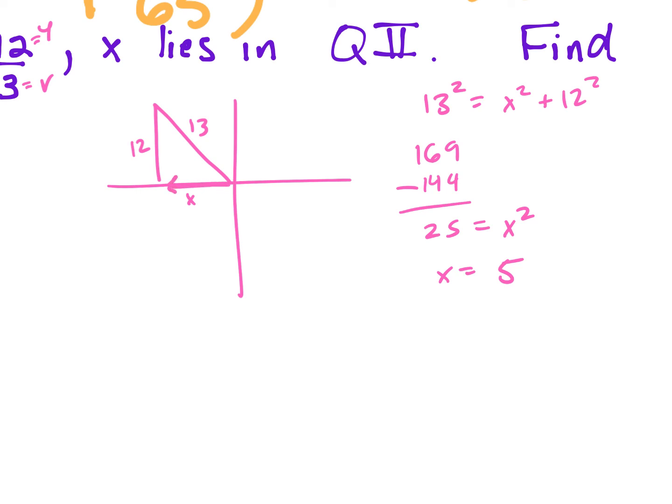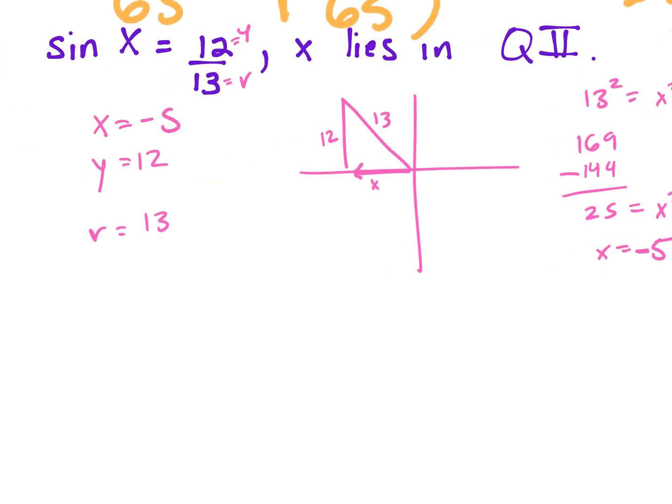It's negative 5. What do you mean going to the left? Well, because these are my x values. If I was going to the right, if it was in quadrant 1, it would be positive. But I'm going to the left, so x has to be negative. So x is negative 5. So this is my x triangle.